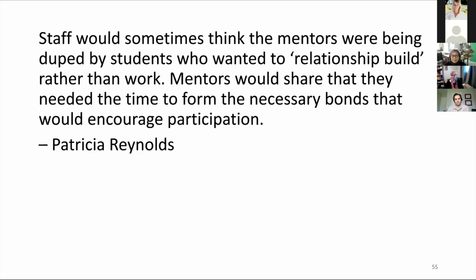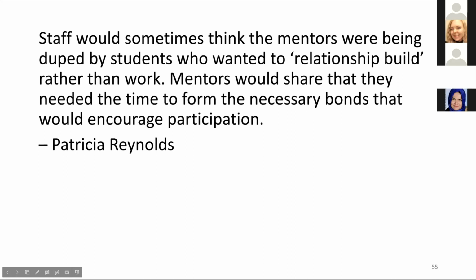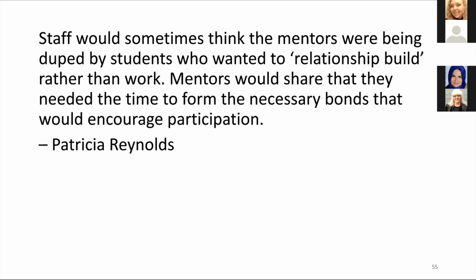Next slide. So again, there was a big emphasis on relationship building. And so I selected this quote to share with you. Staff would sometimes think the mentors were being duped by students who wanted to relationship build rather than work. Mentors would share that they needed the time to form the necessary bonds that would encourage participation.